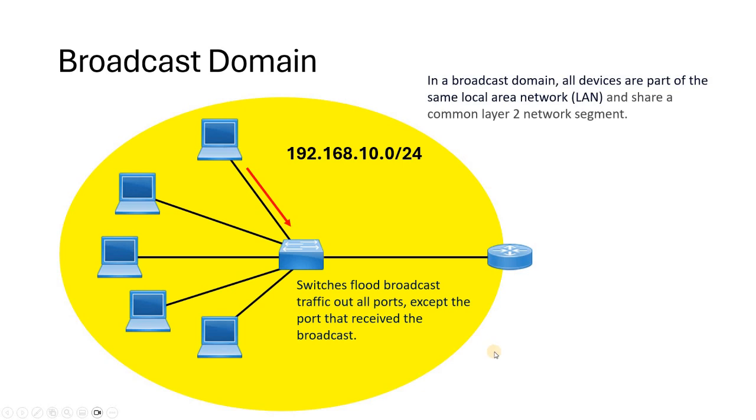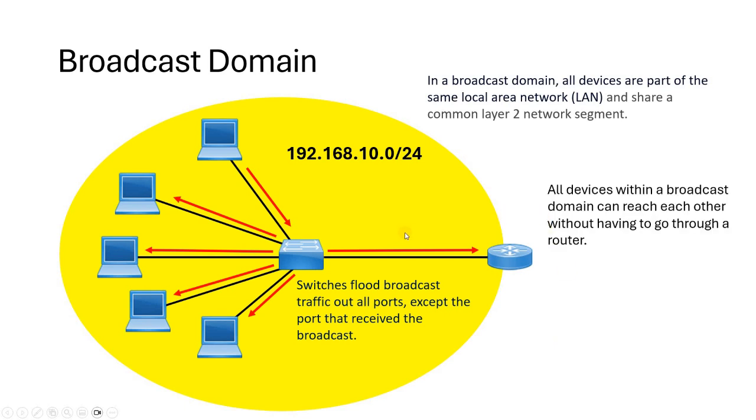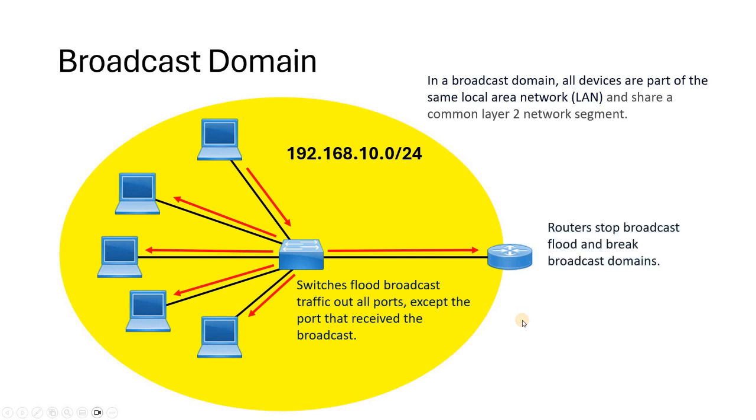A switch is going to flood broadcast traffic out all ports except the port that received the broadcast. As we can see here, a broadcast originated by the PC is going to go to the switch and the switch will flood it out all ports. All devices within this broadcast domain can reach each other without having to go through the router.